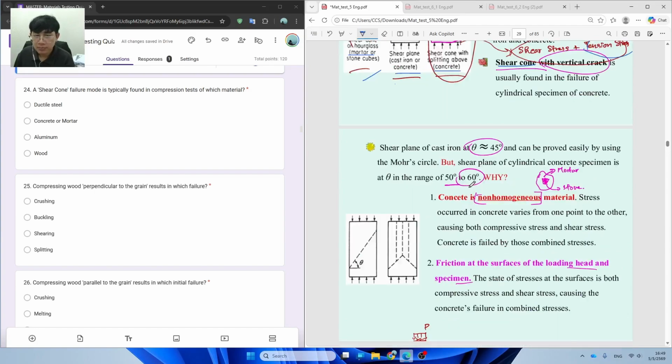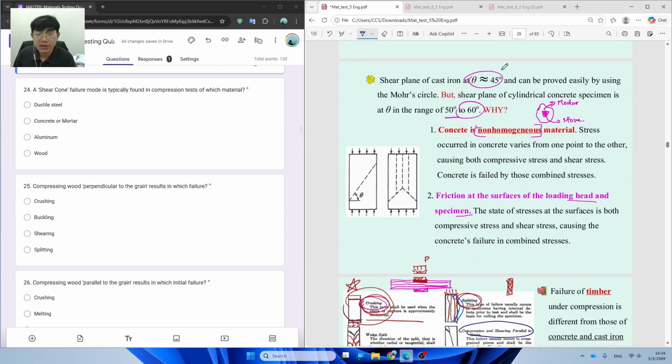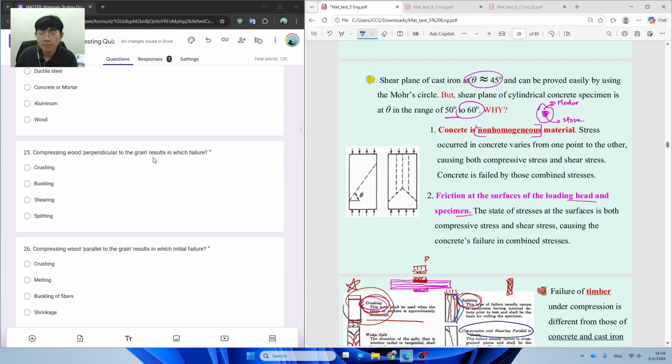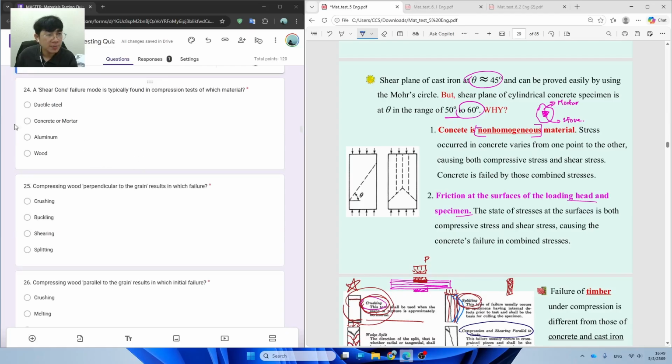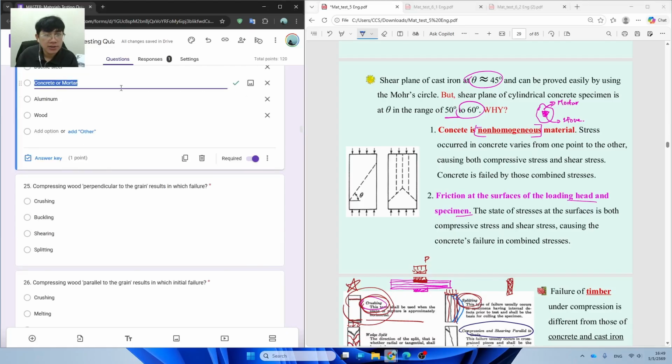Okay, this one we discussed already. So we can just pick over here, concrete mortars.